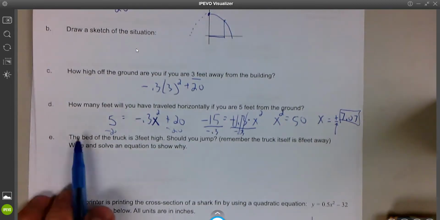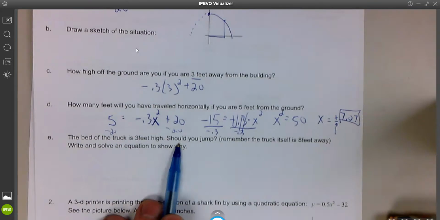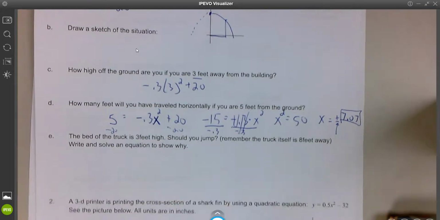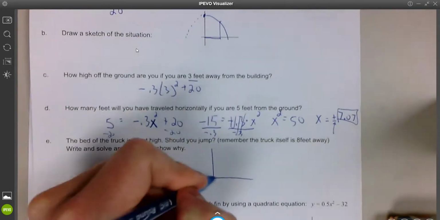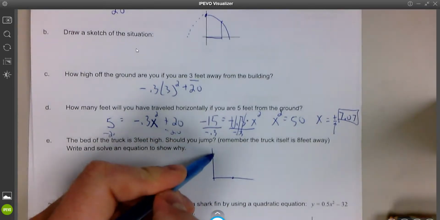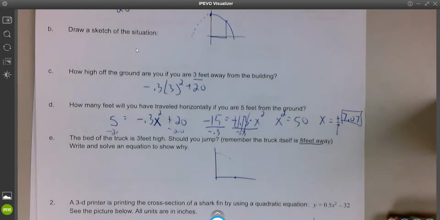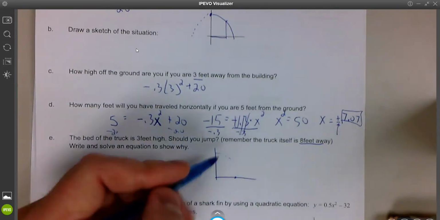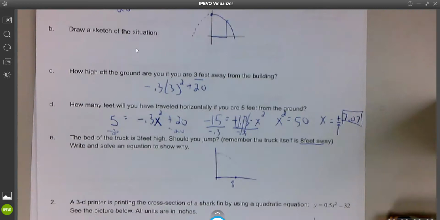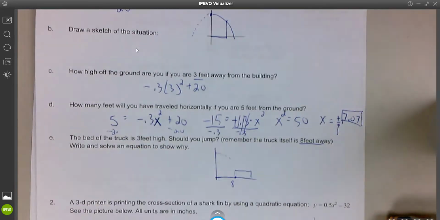The last little bit says, the bed of the truck is 3 feet high. Should you jump? Remember, the truck is 8 feet away. So what's happening on this one now? We want to know when you jump, how high are you when you're 8 feet away, not from the ground, but 8 feet away from the building? If I'm 8 feet away from the building, that's where the bed of the truck is, I want to see how high I am.